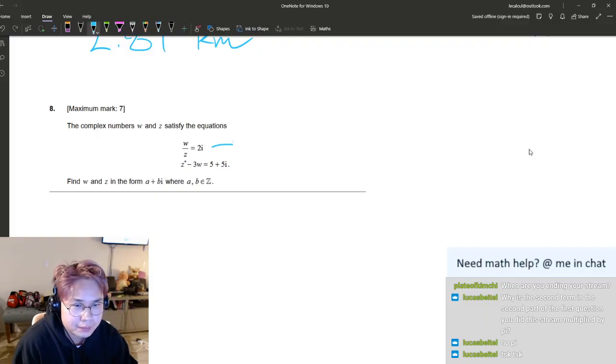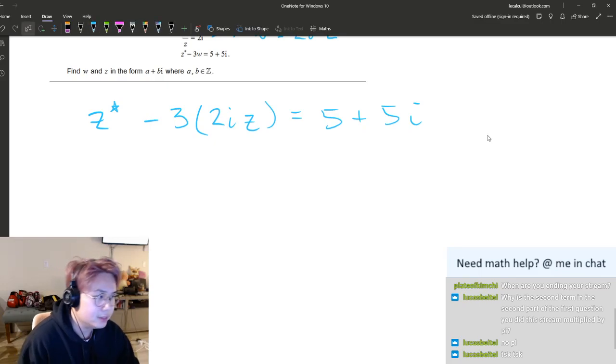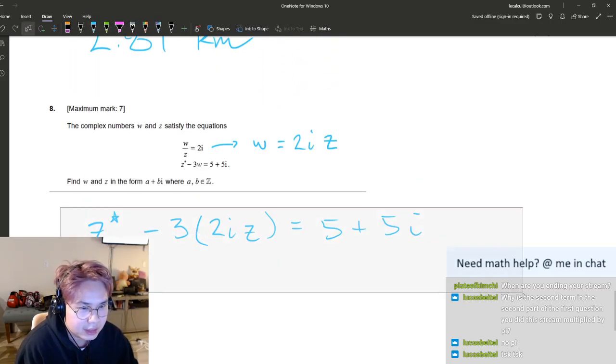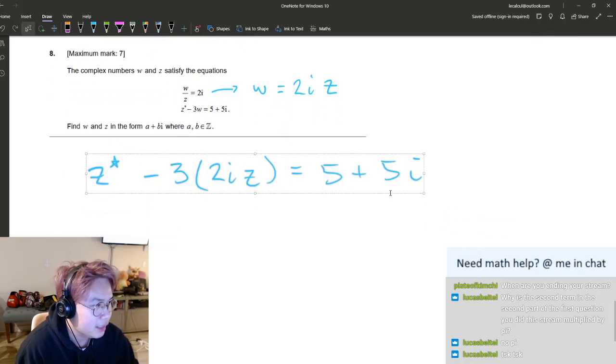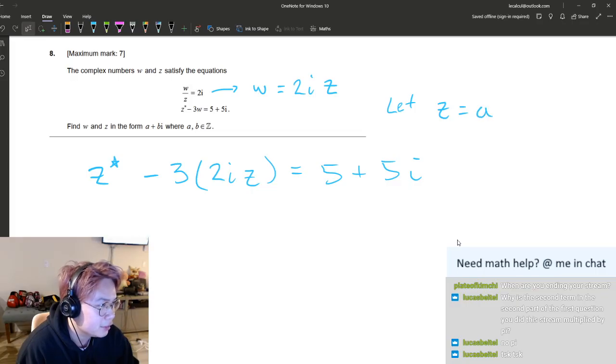So w is going to be 2i times z. So we can substitute that into the second equation. So we have z star is equal to 3 times 2i z, and then this is equal to 5 plus 5i. Okay, and when you're trying to solve a straightforward complex equation and it's in Cartesian form, then you should write your variable in Cartesian form, and then you just compare components, real and imaginary components.